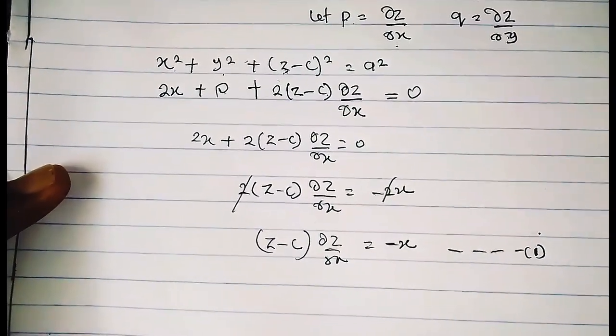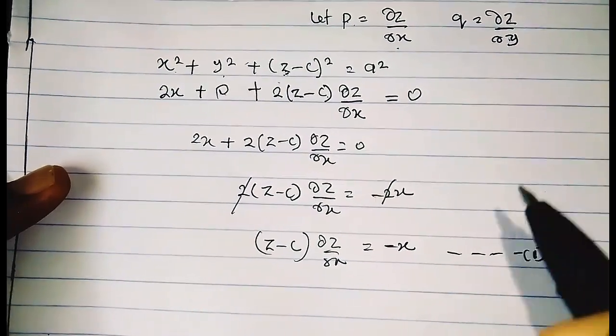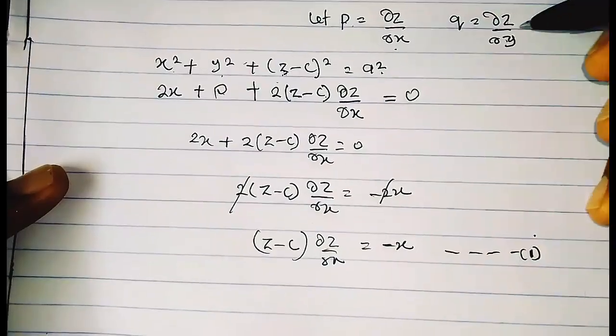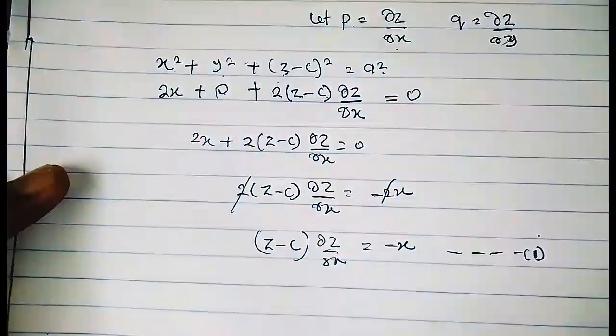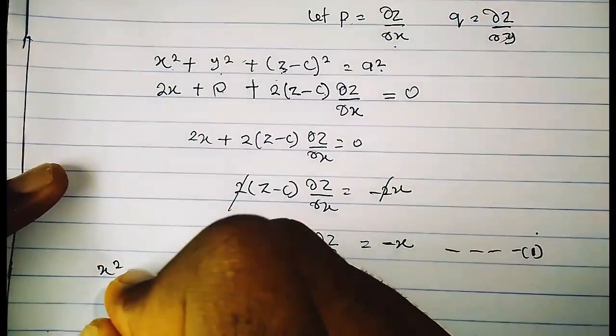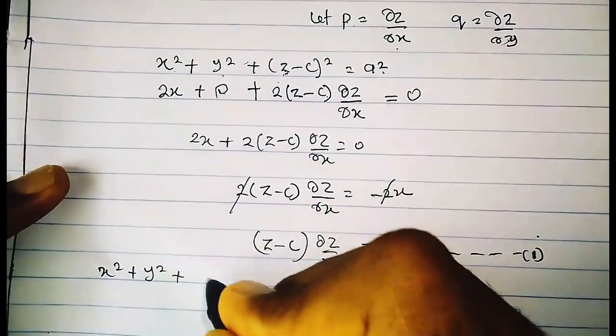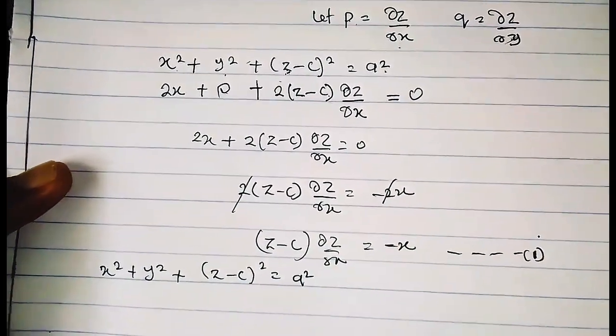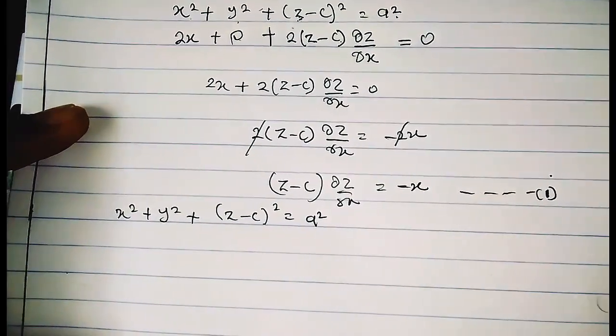Now we're going to differentiate with respect to y. So we've differentiated with respect to x, now let's differentiate with respect to y. Bringing back this equation, this is x squared plus y squared plus z minus c squared equals a squared. Right. So differentiating with respect to y now.